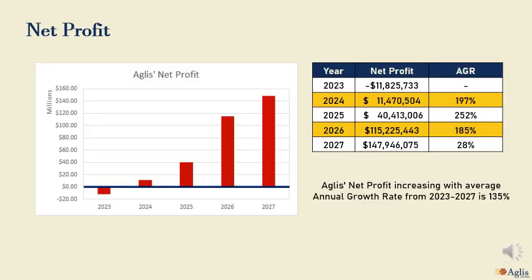Here is visualized the net profit in form of a column chart. We can see that Aglis from 2023 to 2027 is forecasted to have increasing annual profit, with an average annual growth rate of 135%. Again, this is due to the additional new routes and the forecasted increasing payload of about 15%.